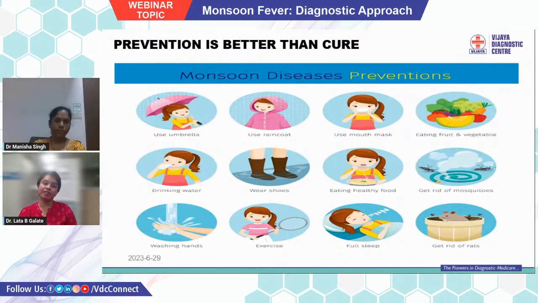The more important thing is prevention is better than cure. Though we are doing the diagnosis on time, though we are treating patients on time by making sure that we are doing basic investigations, prevention is always the first and most important thing we need to look upon.